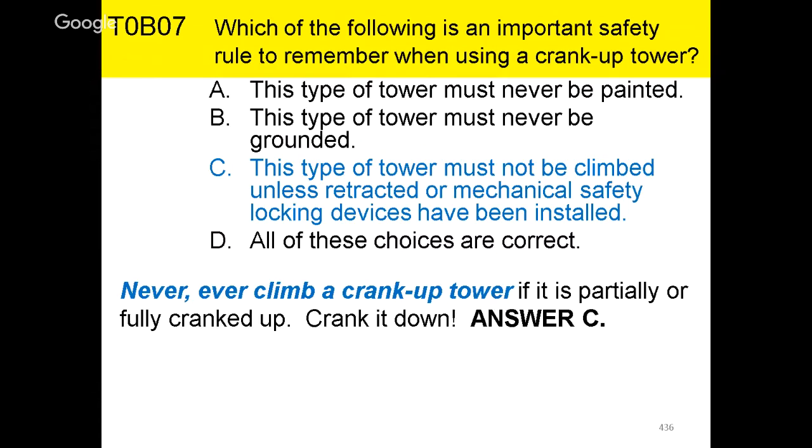One of the things is you want to make sure that each piece is locked properly in place, so that you're not on a top section and all of a sudden it decides to collapse and you're stuck and wedged and pinched in between the sections. So that's one of the issues that you need to be cautionary about. Crank it down if possible.